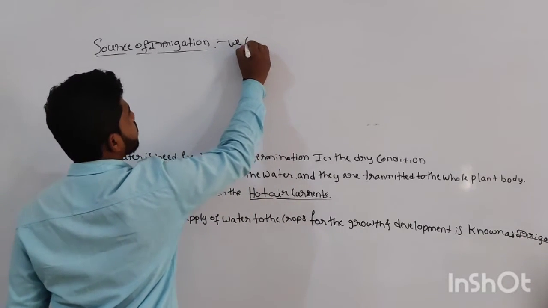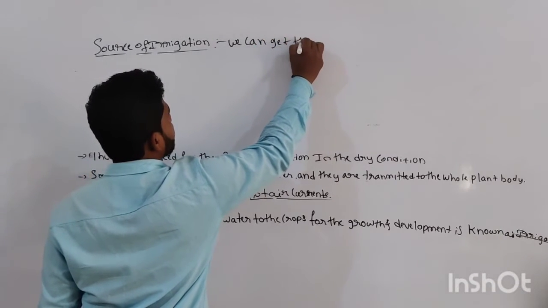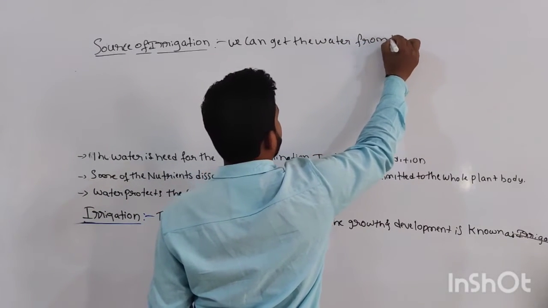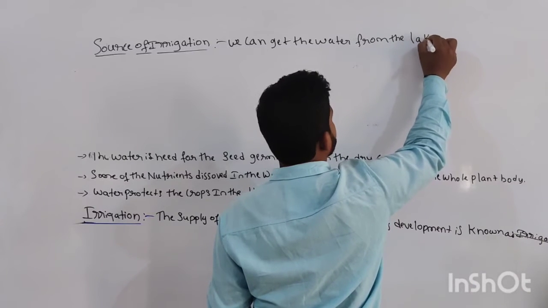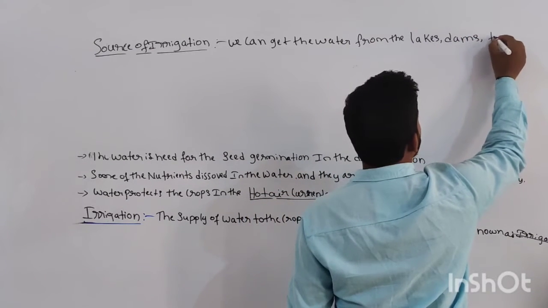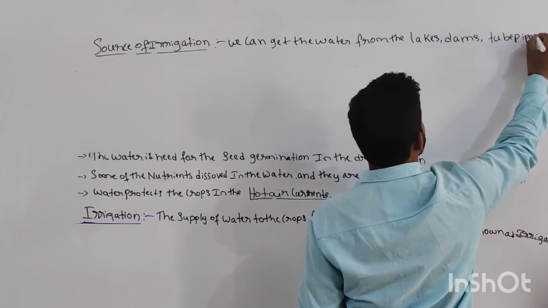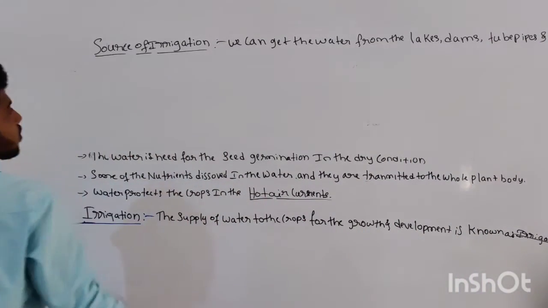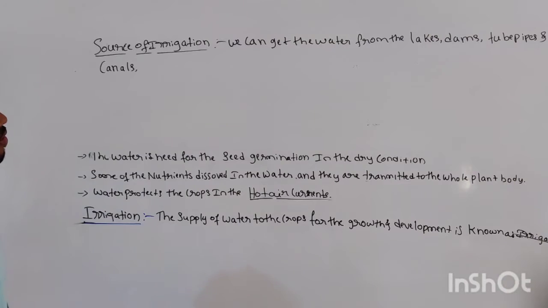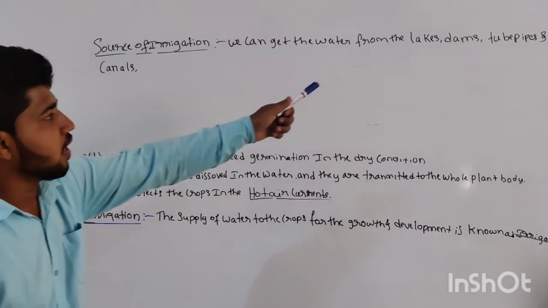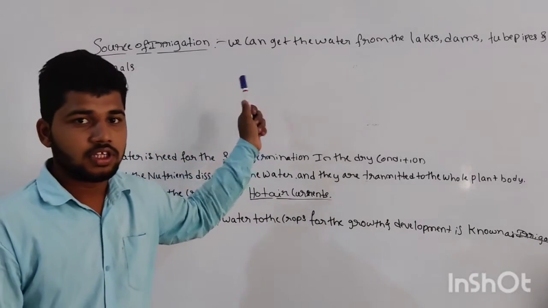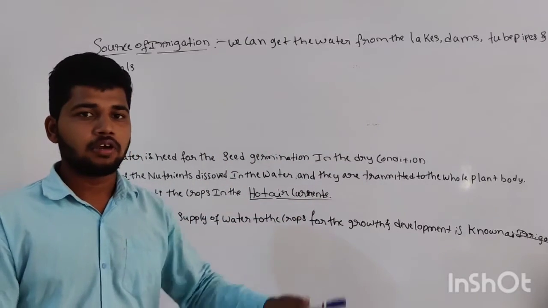We can get the water from lakes, dams, tube pipes and canals, and you will provide the water from these sources to the crops.